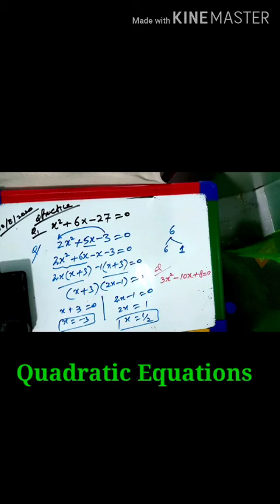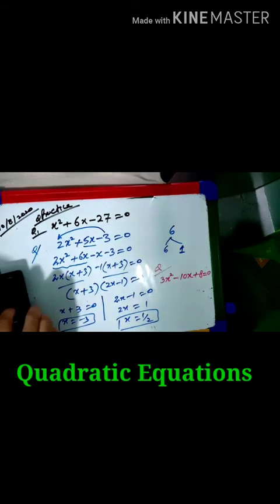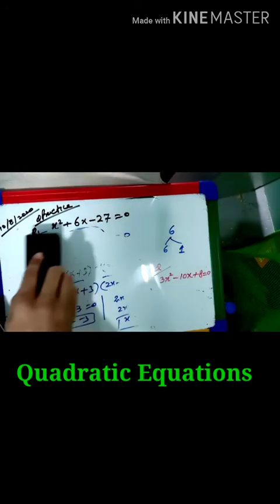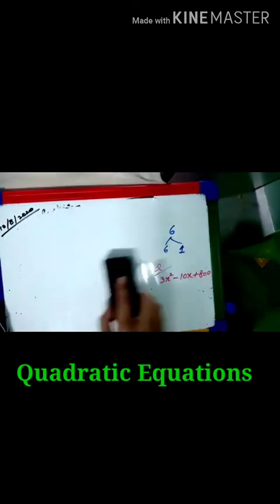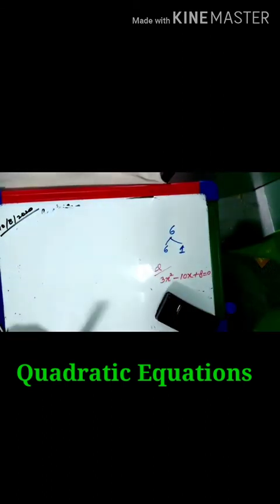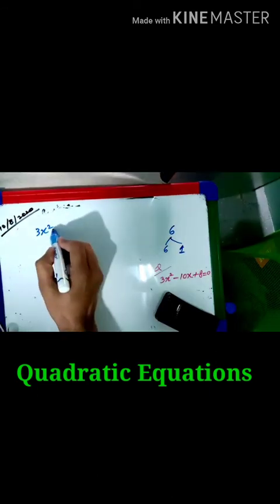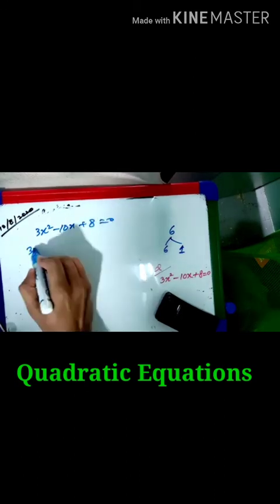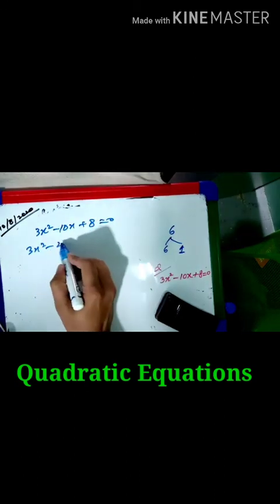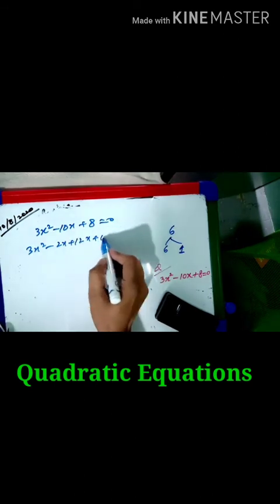Can you explain this question? I can't get it right. Okay, Maheen, I'm solving this question for you over here. Now see how I will solve. So I will write 3x square minus 10x plus 8 equal to 0. Then 3x square minus 2x plus 12x plus 8 equal to 0.